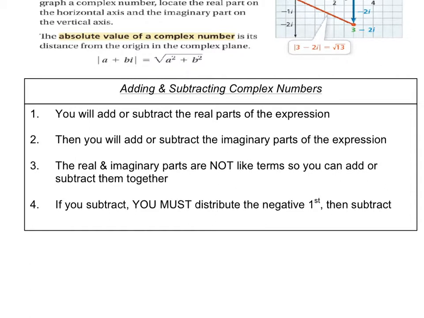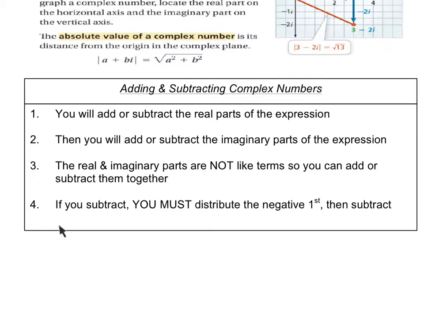The real and the imaginary parts are not like terms, so you cannot add or subtract them together. Essentially, you've done this before a bazillion times. You're just treating this like, whichever ones have variables, I'm going to put together. Whichever ones don't have variables, I'm going to put together. And then I always want the real number first, the imaginary number second.